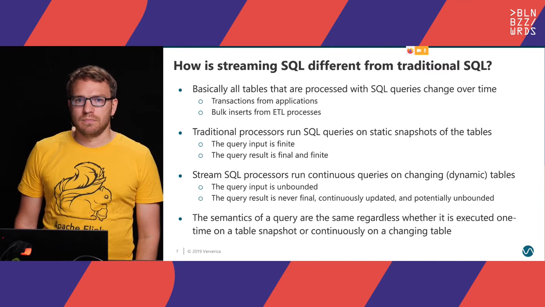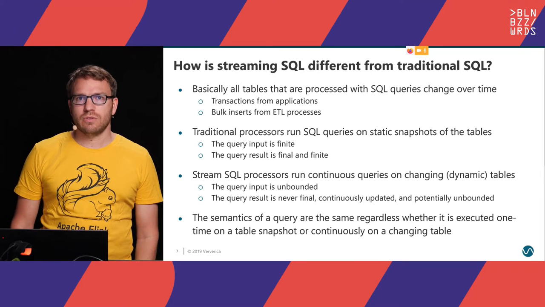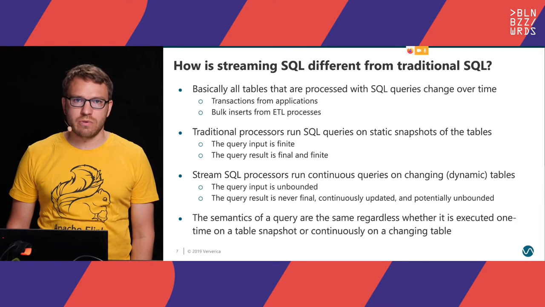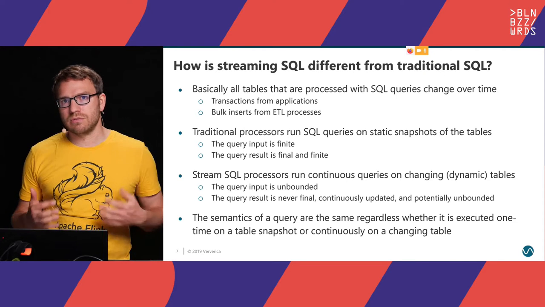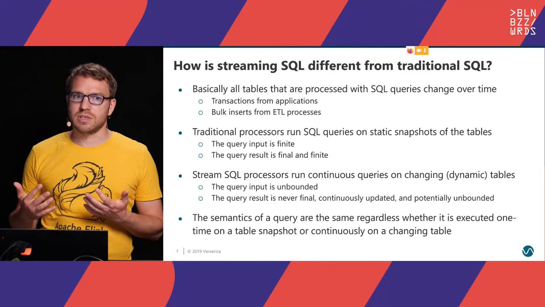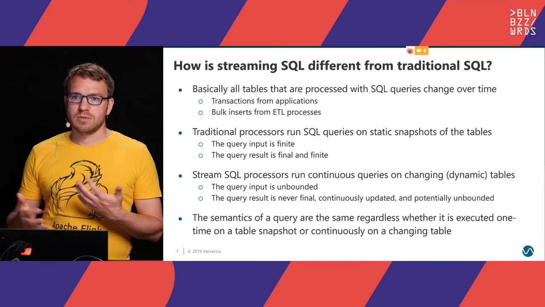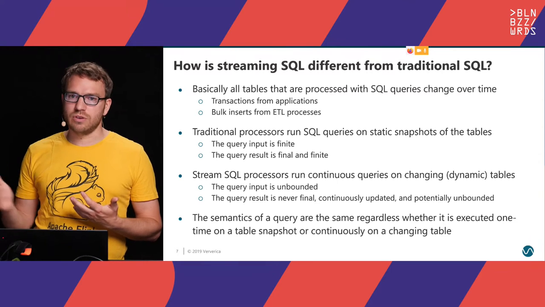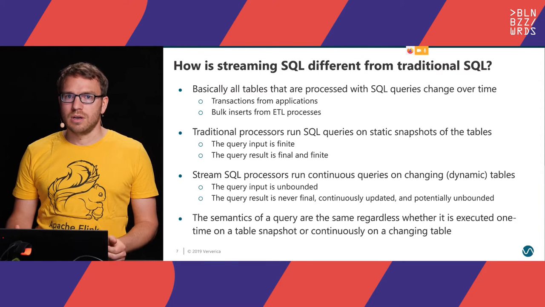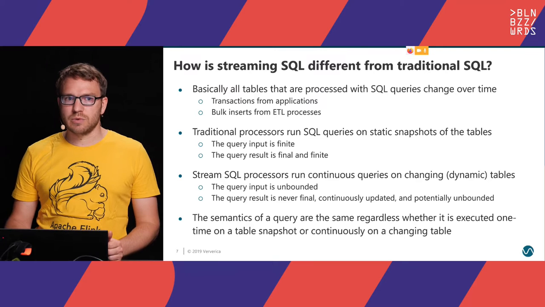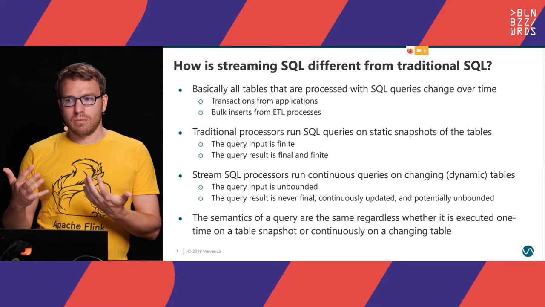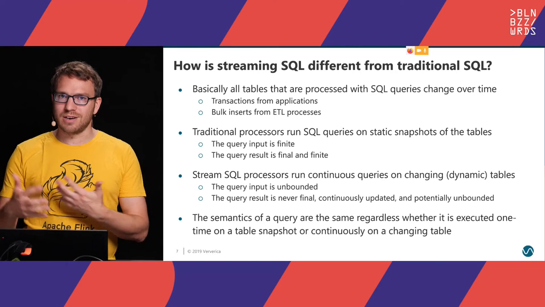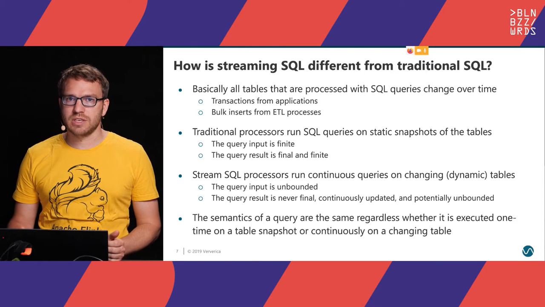So what makes streaming SQL different from traditional SQL? Well, if you think about it, basically most tables that you query with a SQL query are changing, right? You have a table that is modified by some application with transactions, some kind of order table where continuously new orders are inserted, or tables about your customers. The customers change their addresses or whatever. So usually database tables are changing, right? And all these changes are basically maintained by the database.